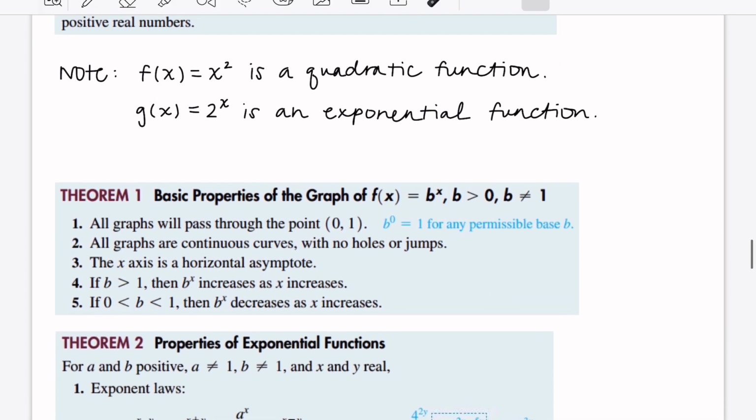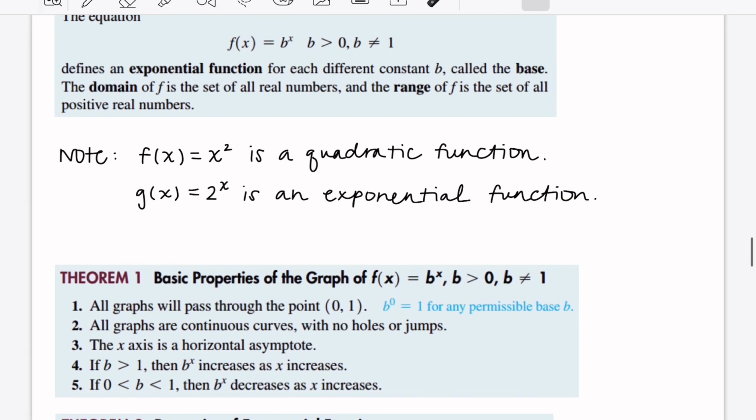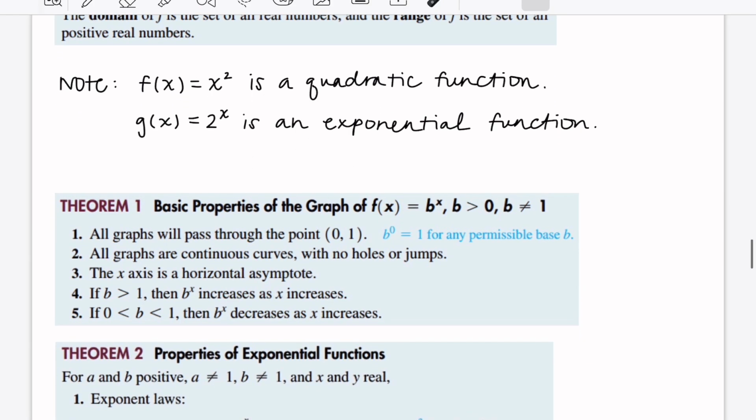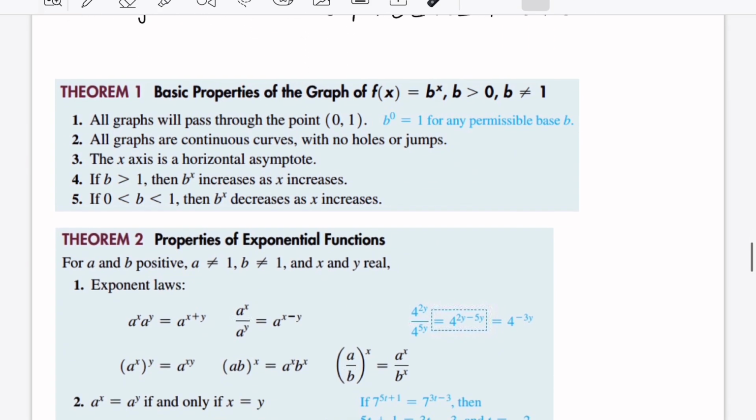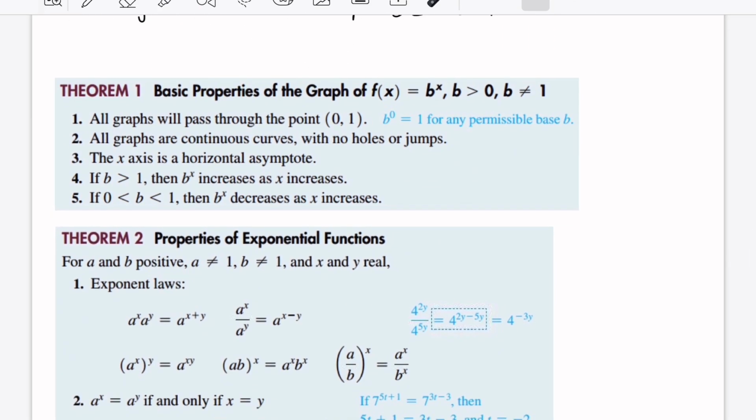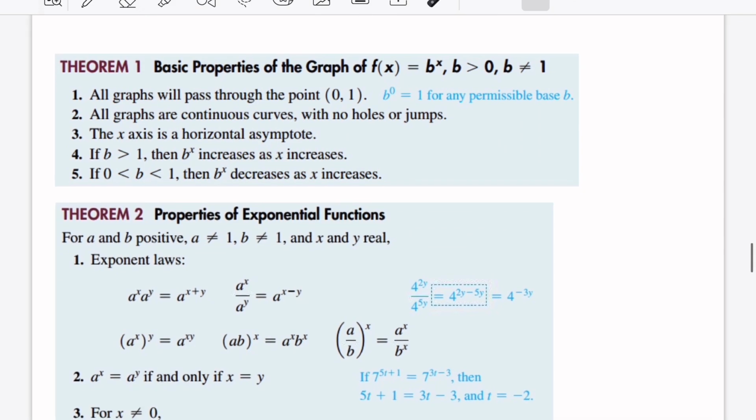Now, theorem 1 here describes the basic properties of the graph of our exponential function of this form. And you can read through these and check for yourself, but we'll see that this is the case for each graph of f of x. And then theorem 2 has some properties of exponential functions, which we can also read through. These are our exponent laws, which we should all be pretty comfortable with.